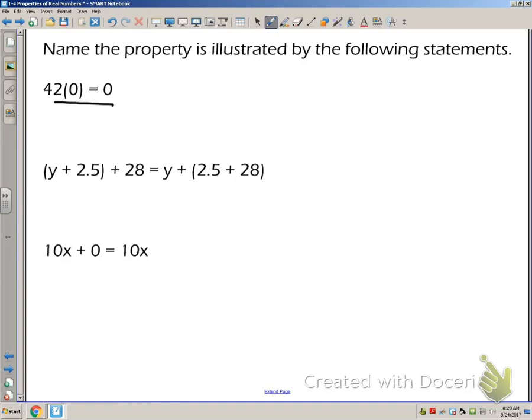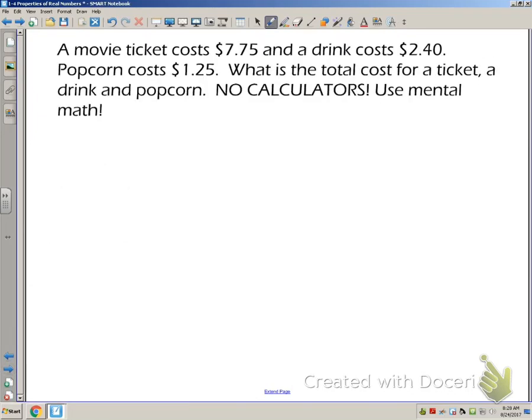Here we changed the grouping. We went from grouping y and 2.5 to grouping 2.5 and 28. So that is the associative property. And then this is the property where when we add something, we end up with exactly what we started with. So what is that? It's the identity property.